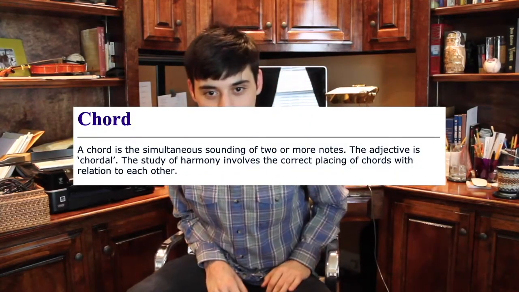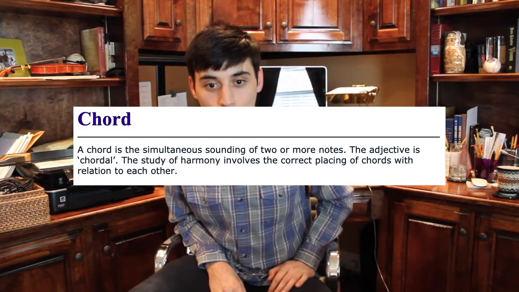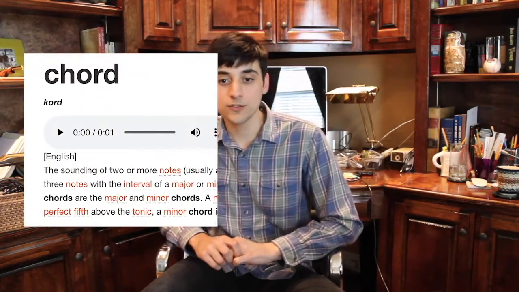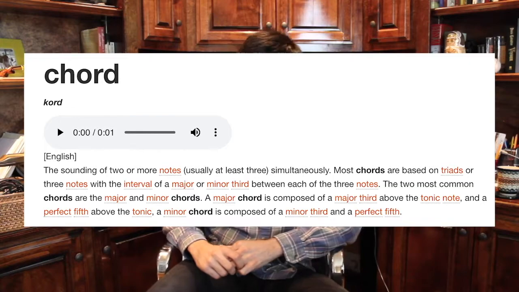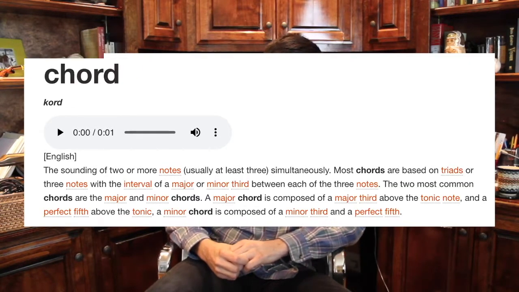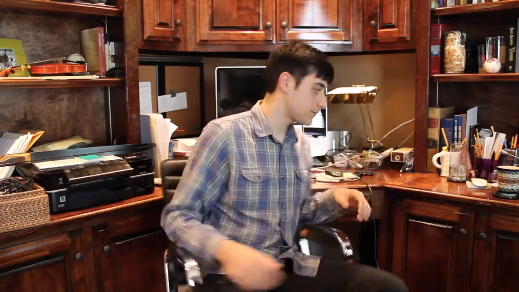So, you might be wondering then, what is a chord? The Nexus Musical Dictionary defines a chord as the simultaneous sounding of two or more notes. The On Music Dictionary goes on to say that most chords are based on triads, or three notes, with the interval of a major or minor third between the three notes. So now we know what a chord is, and we know that we definitely want to learn them. So let's get to work, starting with the chords in the key of C major.